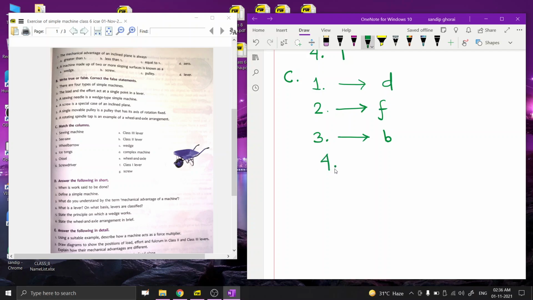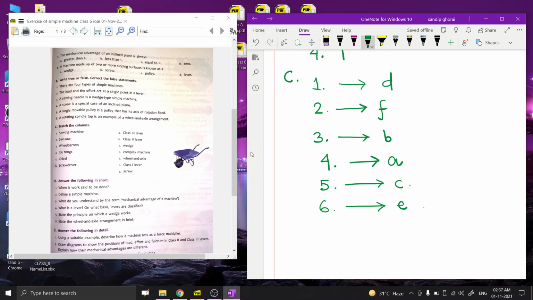And what is 4, ice stone? Actually, ice stone is a class 3 lever, that is A. And what is 5? 5 is chisel. A chisel is an example of a wedge, so 5 goes to C. And the 6 screwdriver. A screwdriver is a type of wheel and axle arrangement, so 6 goes to option E. So this is the answer to the match the following columns.